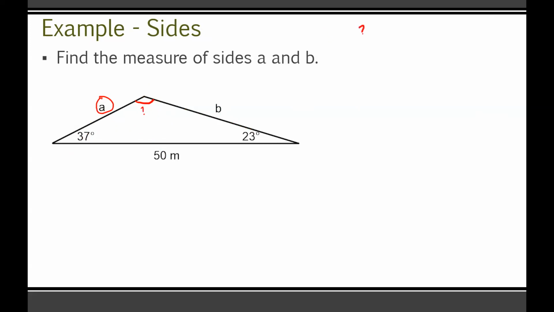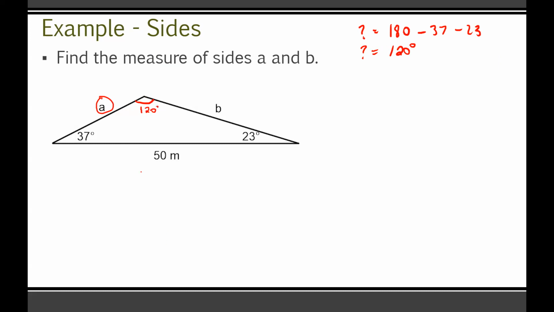To find question mark is going to equal 180 minus the other 2 angles. So minus 37 and minus 23. So 180 minus 37 minus 23. That gives us a nice round question mark equals 120 degrees. So I'll just fix that. 120 degrees is our angle up there.